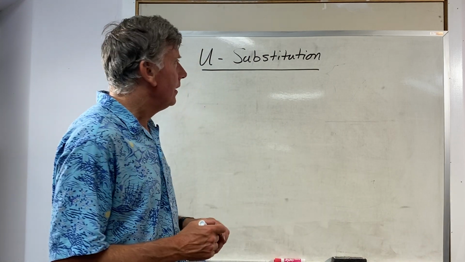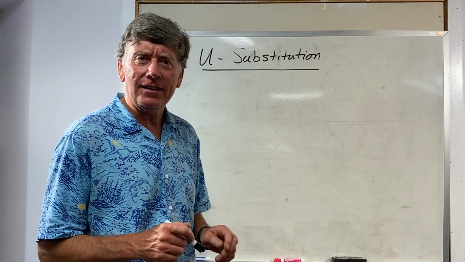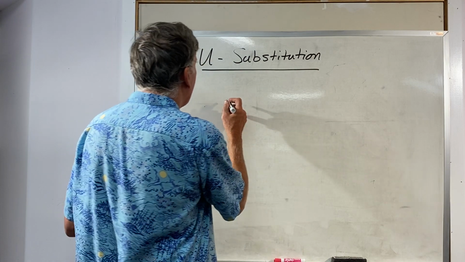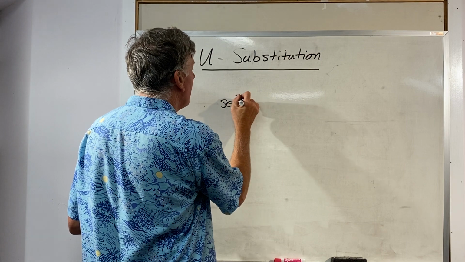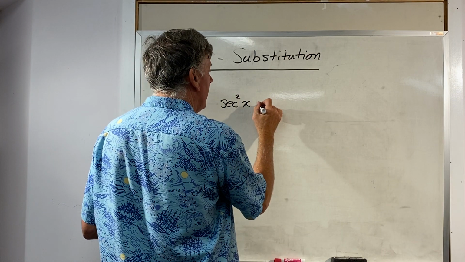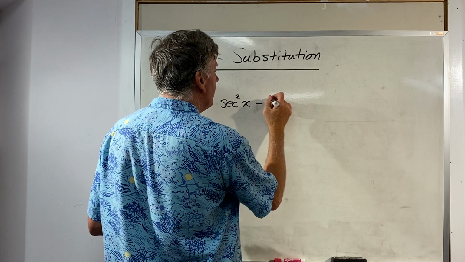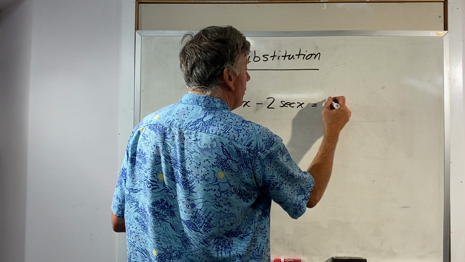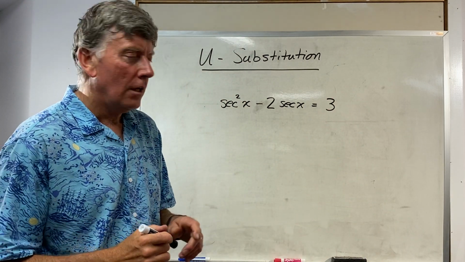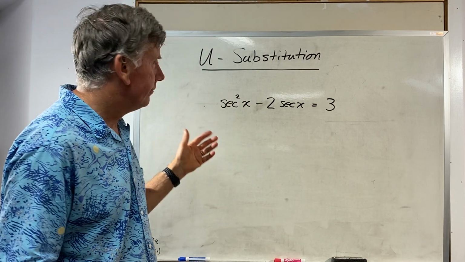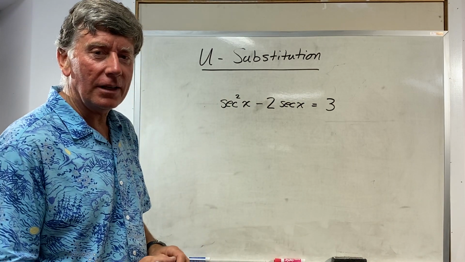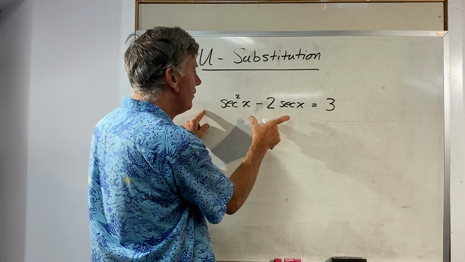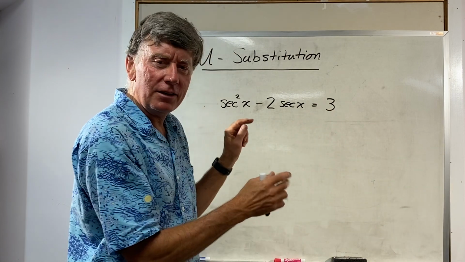U-substitution is that technique that comes in awfully handy in some of these more complex looking trig functions. Let's suppose that I have the secant squared of x minus 2 times the secant of x is equal to 3. Right off the bat, I can't tell anything about what the answers are going to be. I could maybe pull secant of x out, but I still have it equal to 3. I don't have it equal to 0.